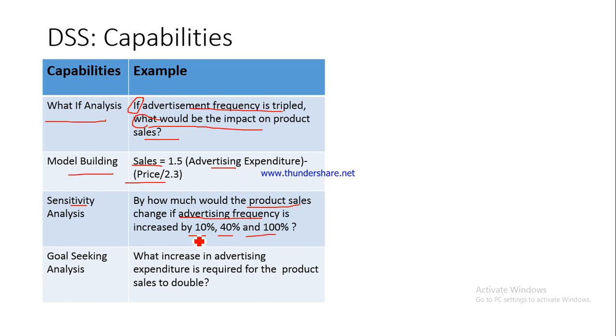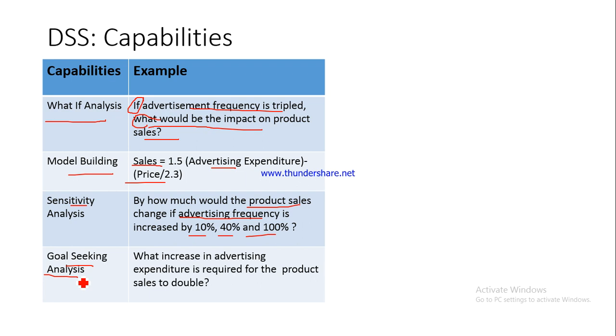So if supposing there is no change in the product sales, if I increase my advertising frequency from here to here, then probably I can say that the product sales are not at all sensitive to change in the advertising frequency. On the other hand, if there is a big change, I can say that product sales are very, very sensitive. So this is what sensitivity analysis is all about. And goal seeking analysis, right? Goal seeking analysis, you are looking for a particular objective, you want to fulfill a particular objective, you want to reach a particular destination. How do you reach that destination? What do you need to do to reach that destination?